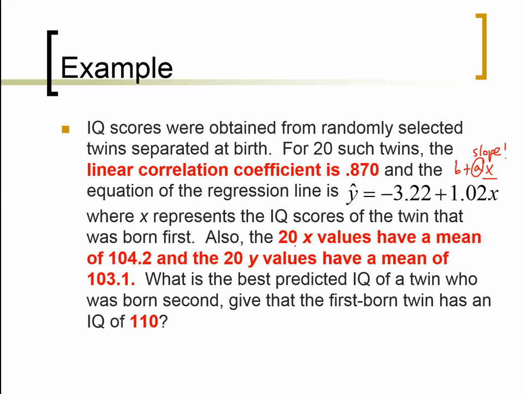Also, in the original data set, the 20 x values have a mean of 104.2, so that would be x bar, and the 20 y values have a mean of 103.1, so that would be y bar. So what is the best predicted IQ of a twin who was born second, given that the firstborn twin had an IQ of 110?